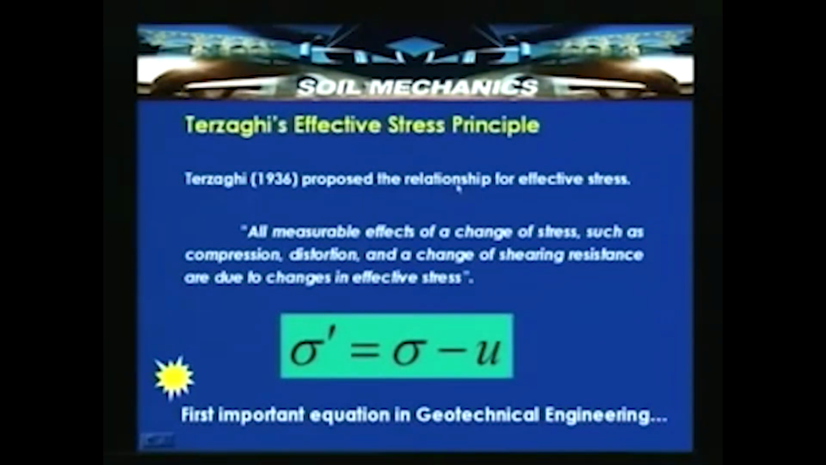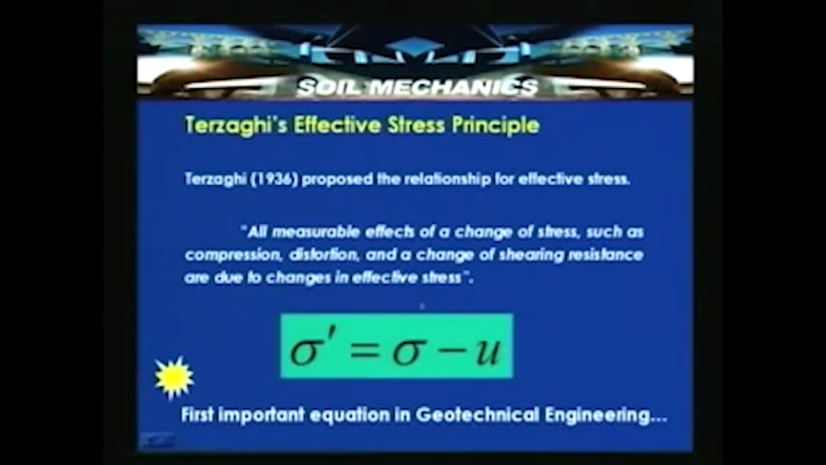So, Terzaghi in 1936 proposed a relationship for the effective stress. All measurable effects of a change of stress, such as compression, distortion and a change of shearing resistance, are due to changes in effective stress. So, if any effective stress change occurs, a distortion can occur, or a compression, that is a change in the volume, can occur, or a change of shearing resistance can occur.